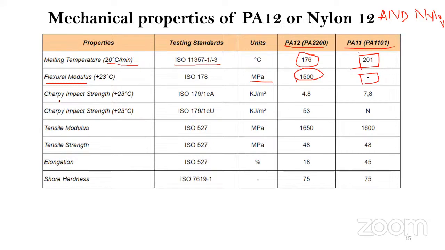This Charpy impact strength is different. You got like 4.8 or 7 point... This is 7.8, okay, and this is the like... Ma'am, and both the Charpy impacts are different.